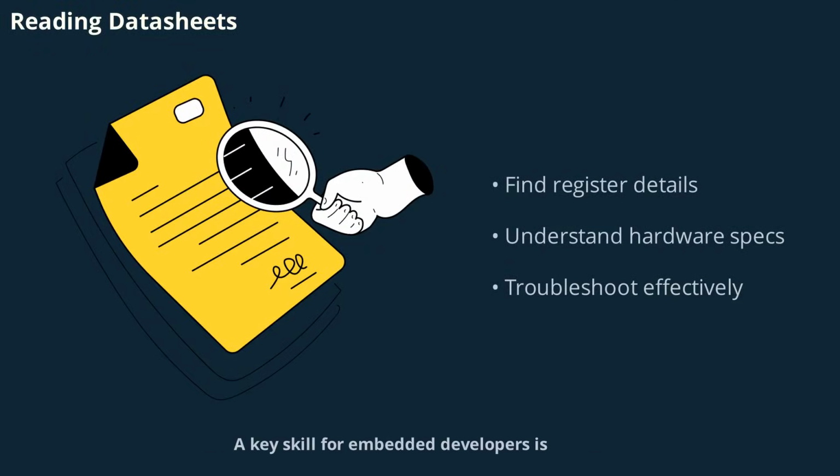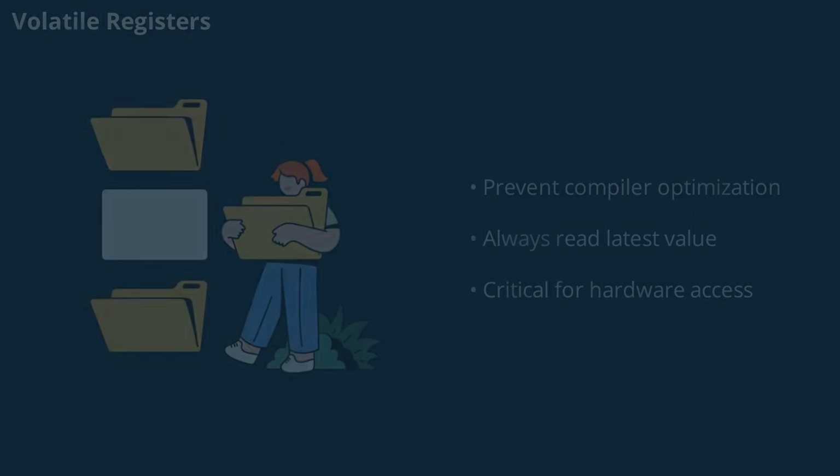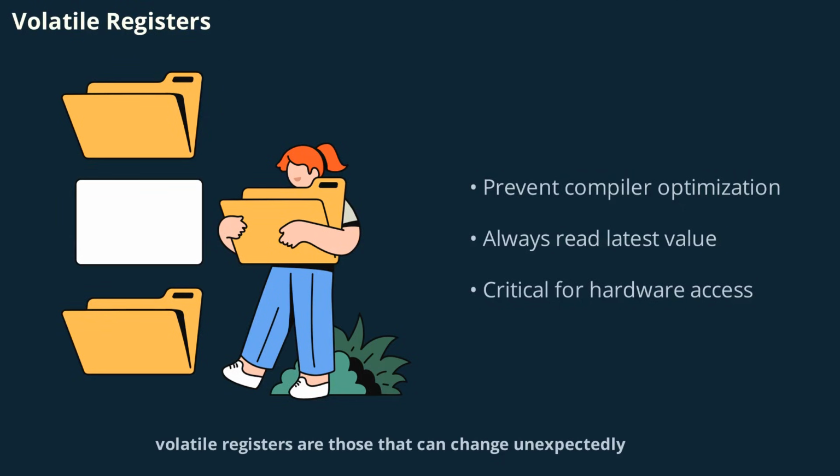A key skill for embedded developers is the ability to read and interpret datasheets. These documents provide detailed information about microcontroller features, register maps, and electrical characteristics. By mastering datasheet navigation, you can quickly find the information needed to configure hardware and troubleshoot issues, making you a more effective developer.